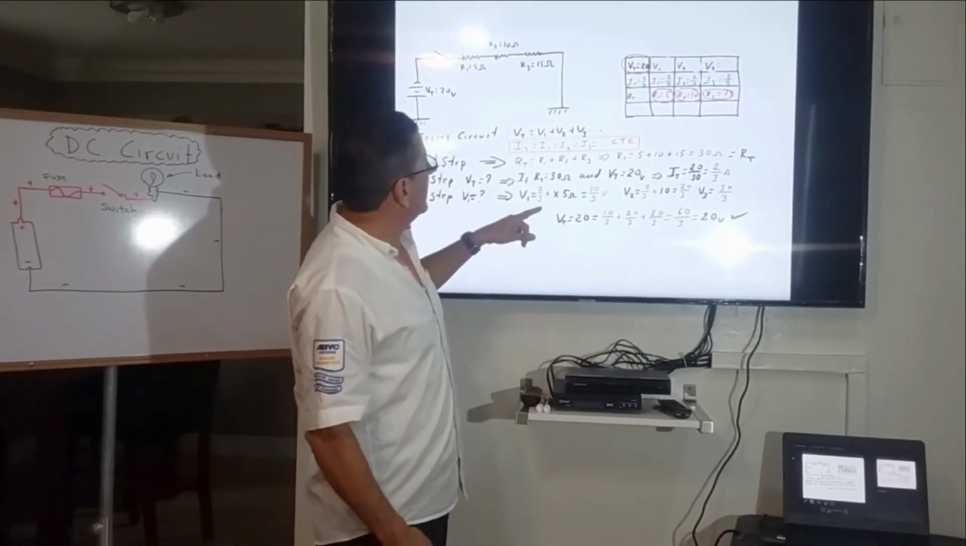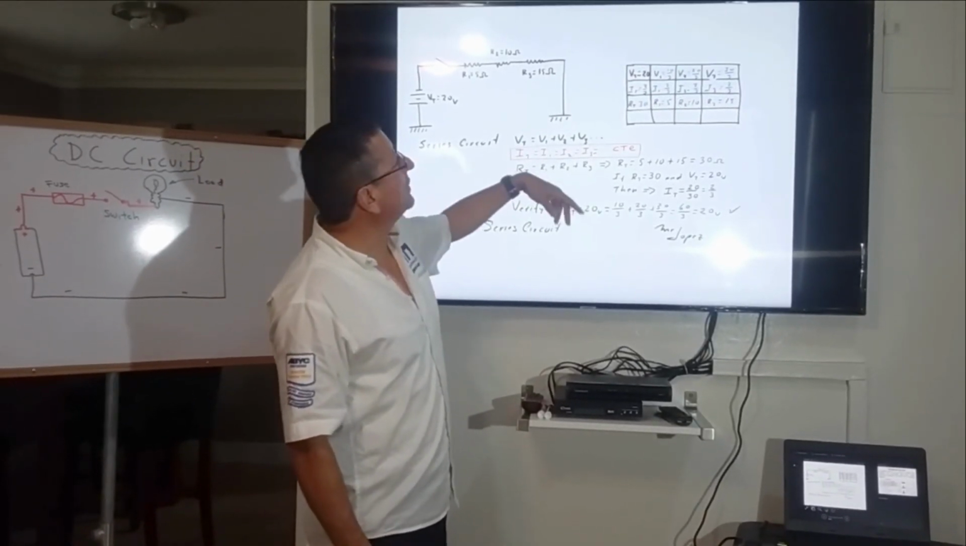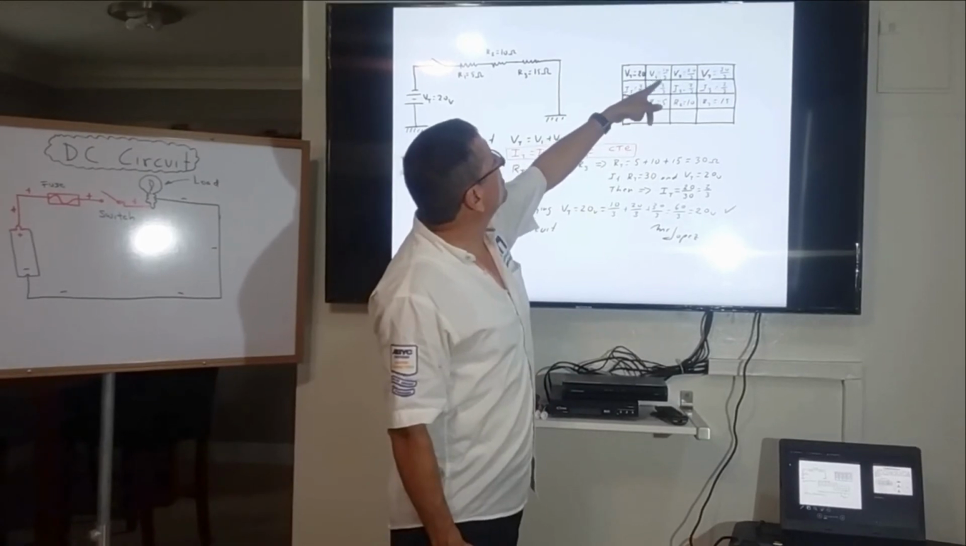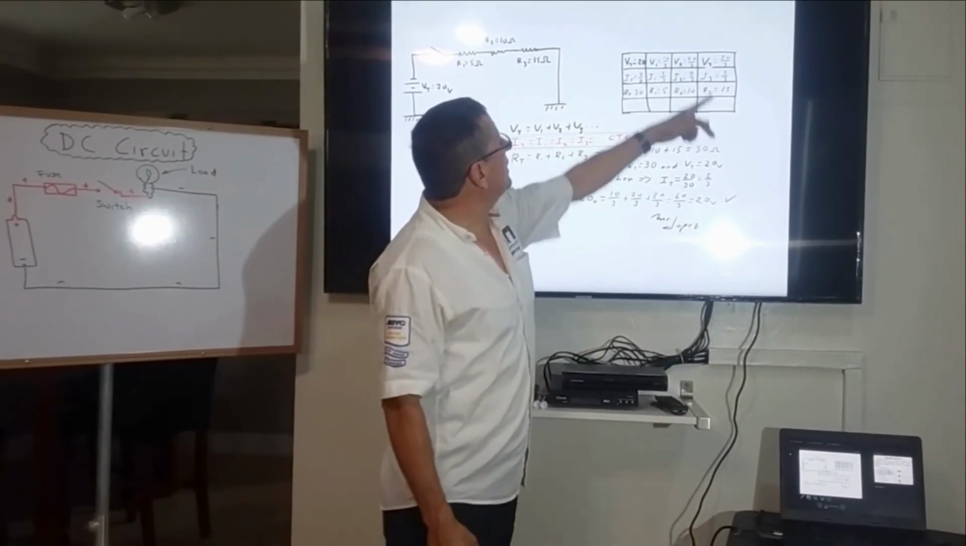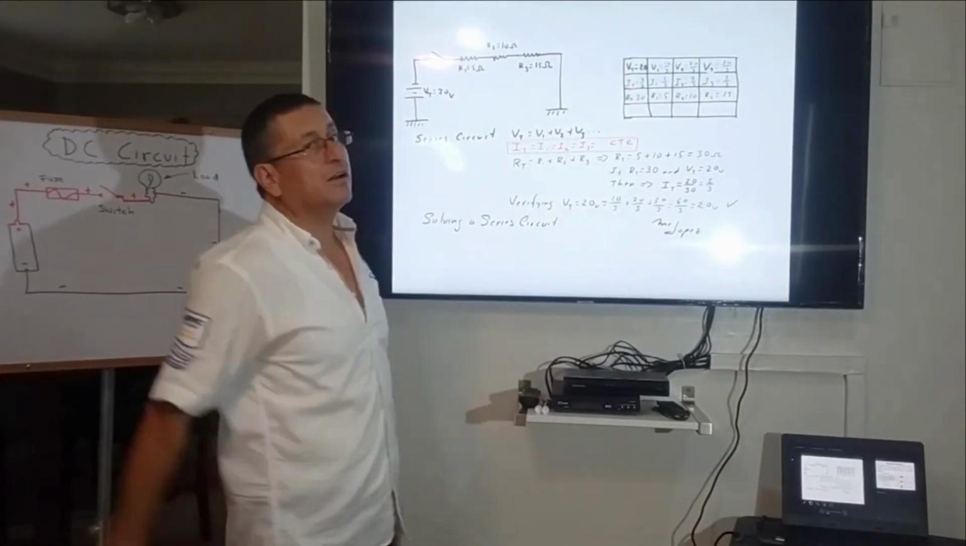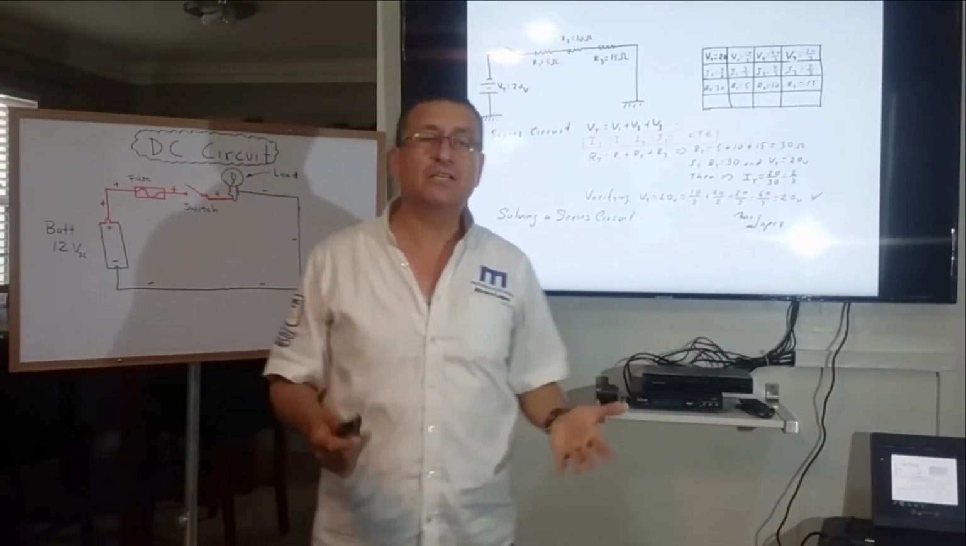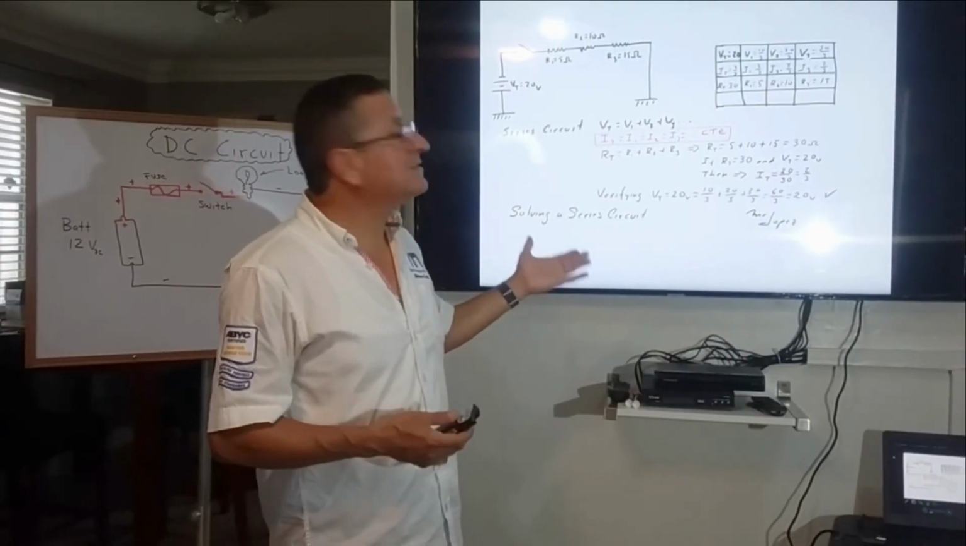All right. Right now, I am going to fill in the rest of the table. This is voltage number 1, voltage number 2, voltage number 3, the total resistance, the total intensity. Right now, the circuit is solved. This is a series circuit, easily solved.